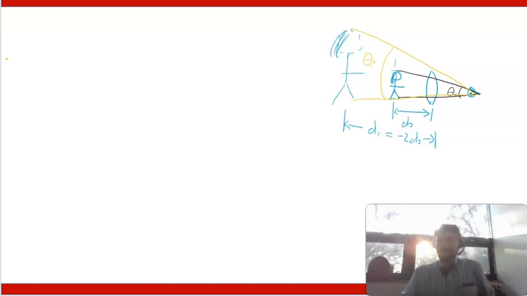So that's that subject. That's angular magnification. That's lateral magnification. And I hope that you enjoyed this brief explanation.